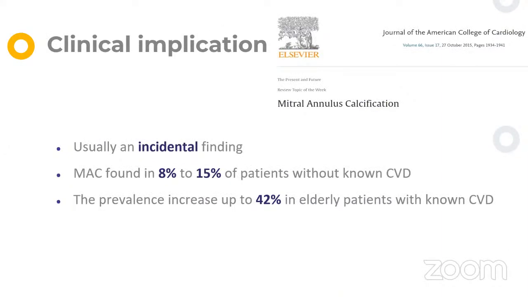Usually MAC is an incidental finding in patients being evaluated for cardiovascular and pulmonary disease. On CT or echocardiography, MAC will be found in up to 8% to 15% of patients without known cardiovascular disease. But the prevalence increases up to 42% in patients who are elderly and with known or coexisting cardiovascular disease.